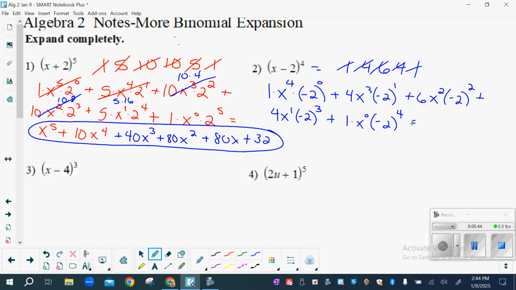Okay. What's -2 to the 0? 1. So we just get x to the fourth when we simplify it. Does that make sense? Yep. This is 1 times 1. So what's -2 to the 1? -2. -2 times 4 would be -8, right? So -8x to the third. Does that make sense?